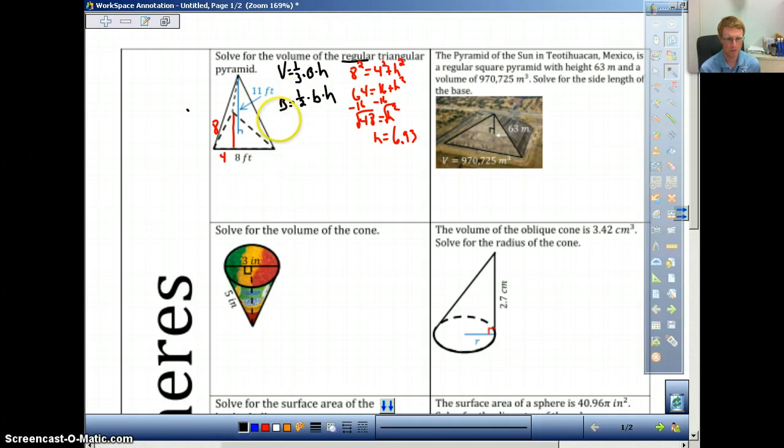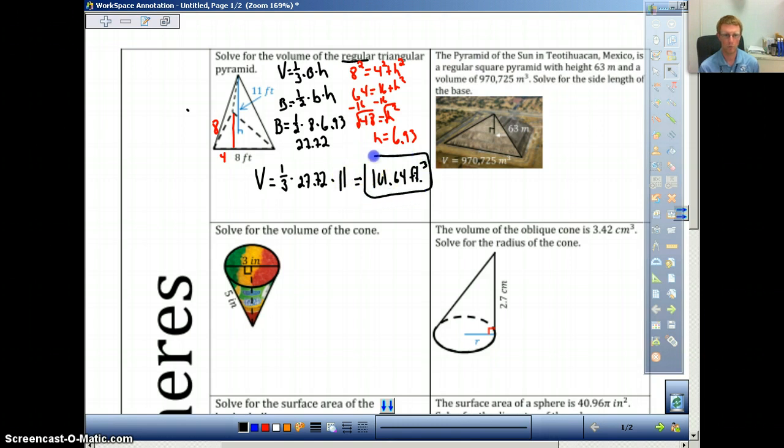So now when I plug this in, my big B is going to be equal to 1/2 times base of the triangle, which is 8, times height of the base, or the triangle, which is 6.93. Okay? And that gives us 27.72. So that is the area of the base. Now we can just plug in everything else that we know for the volume. Volume will equal 1/3 times the area of the base, which is 27.72, times the height of the pyramid, which is 11. And that equals 101.64 feet cubed.